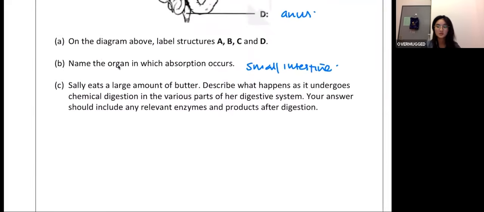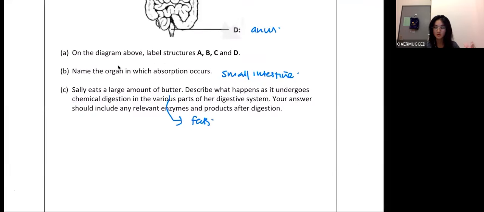To answer this question, first of all, you need to figure out what is butter. Butter is essentially made up of fats, lots and lots of fats. So this question is basically asking you to trace fat digestion as it goes through the digestive organs. Recall, where does fat digestion take place? Only one organ, the small intestine.